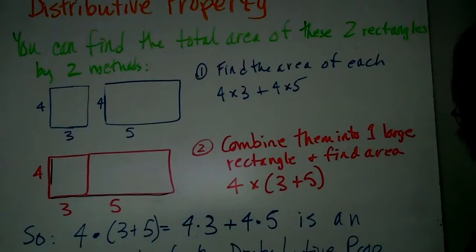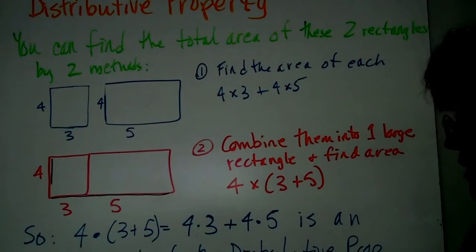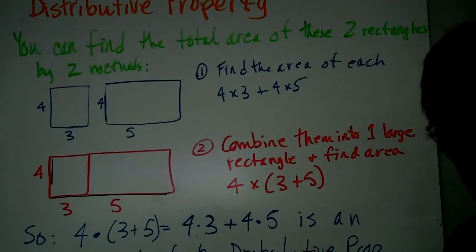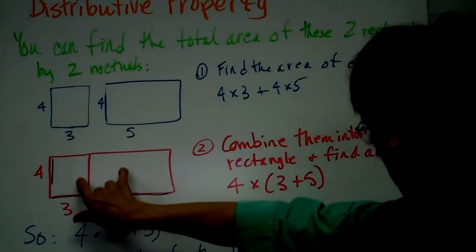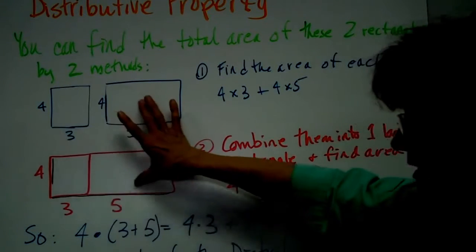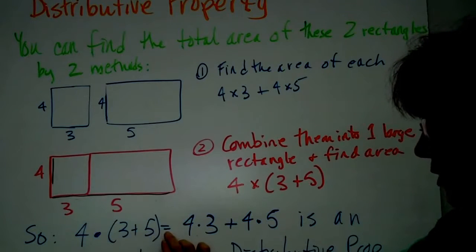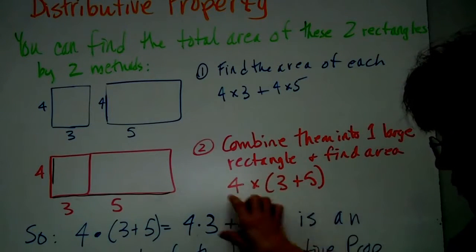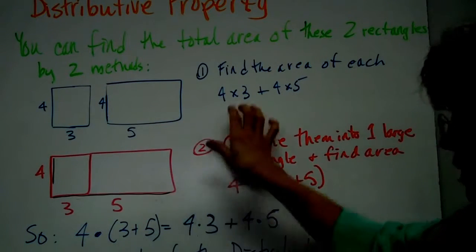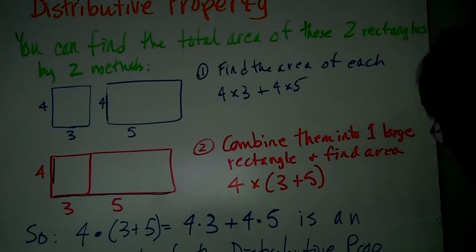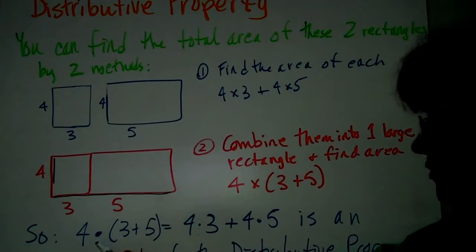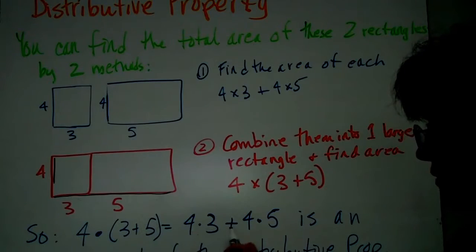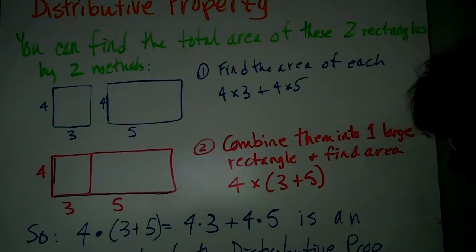This is an example of the distributive property, because the areas would both have to be the same number, because they're both just the exact same thing: this rectangle plus that rectangle. So they have to be equal. The way we expressed it here has to equal the way we expressed it there, and that's an example of the distributive property. We did 4 times 3 plus 4 times 5. Now here's how it actually works.